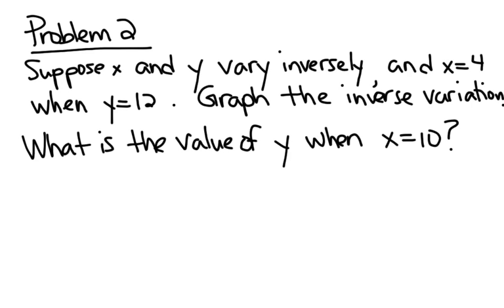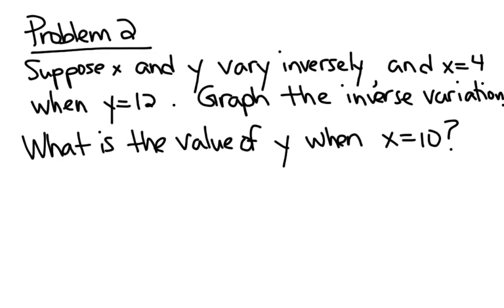How about I give you a problem where I tell you the type of variation, and we want to determine the equation and the graph that represents this data and make a prediction about another value. Suppose x and y vary inversely and x equals 4 when y equals 12. Graph the inverse variation. What is the value of y when x equals 10?